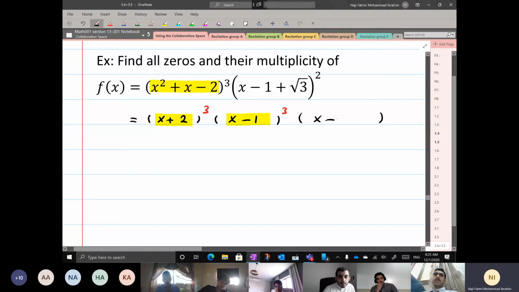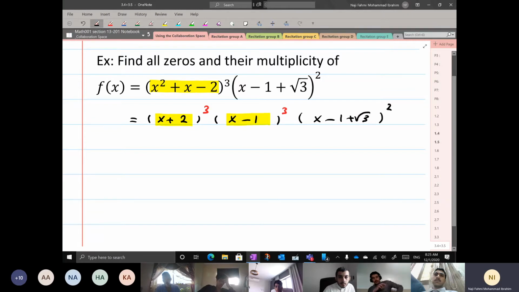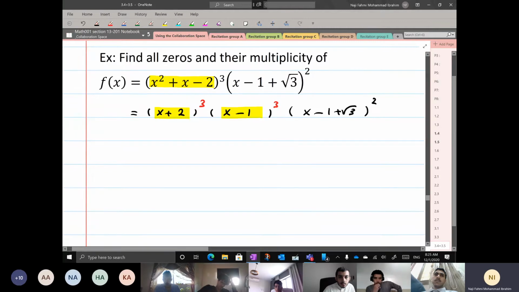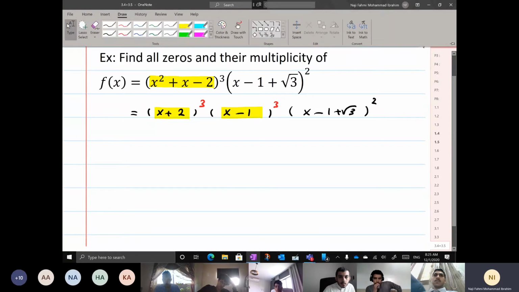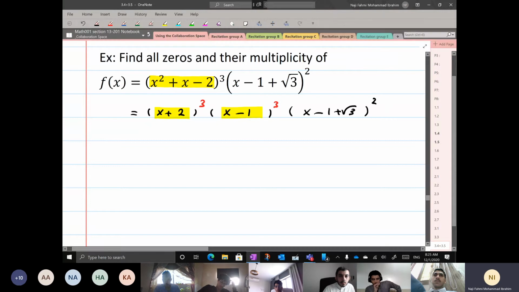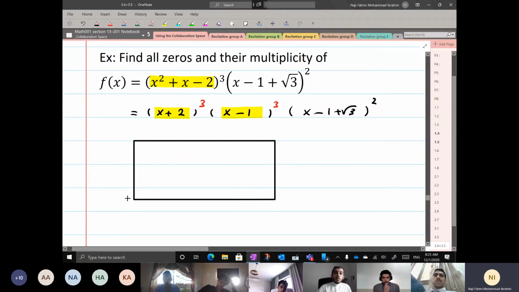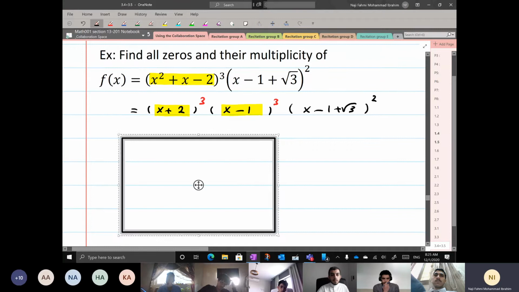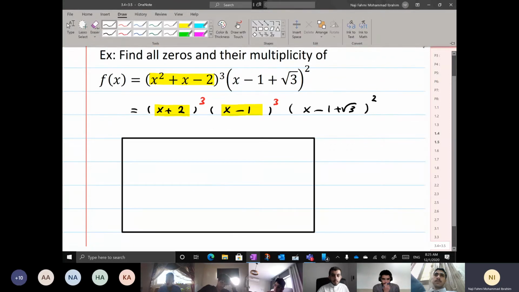What about the second bracket? What's the power of x inside the bracket? 1. So this is what now? Factored. Now I want each one of you to find the multiplicity of each one of these zeros. Or I will just start asking now.